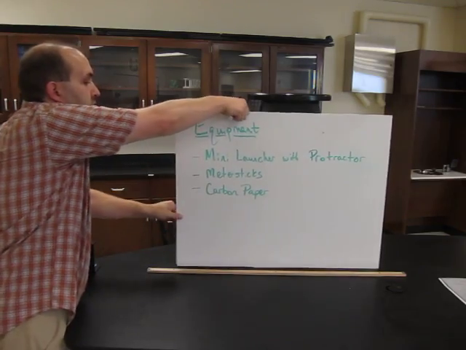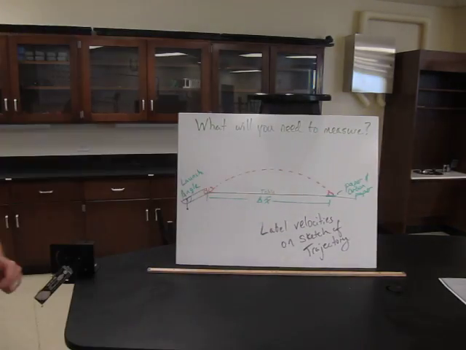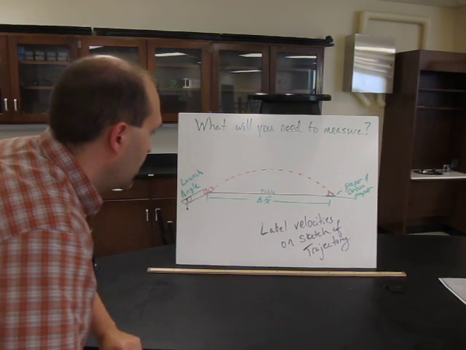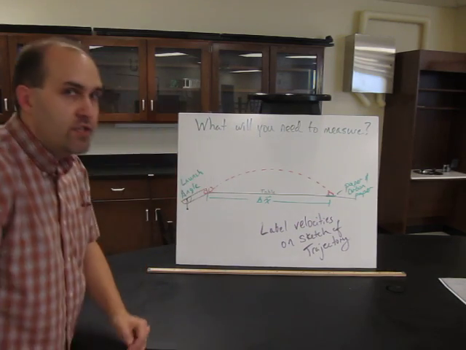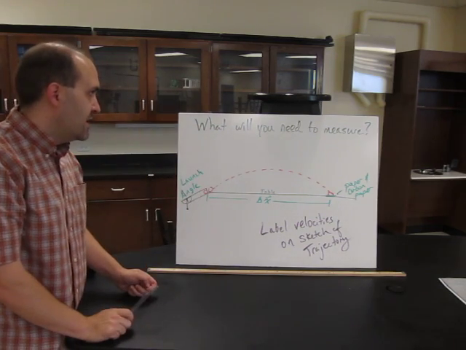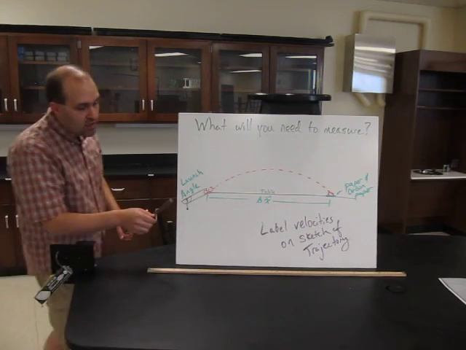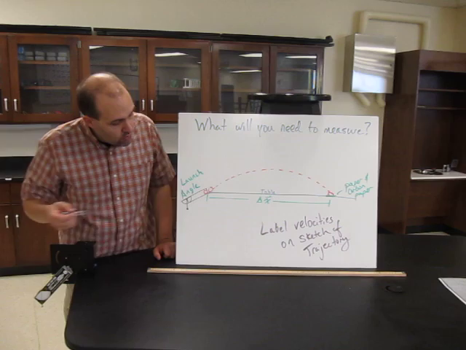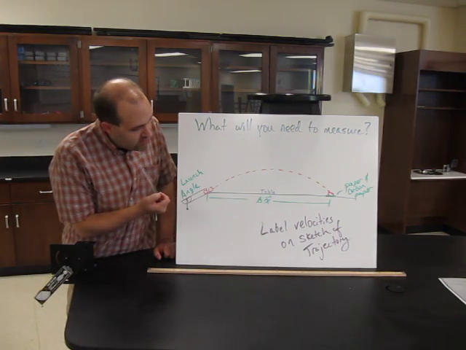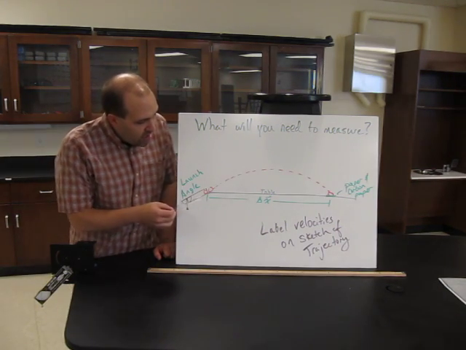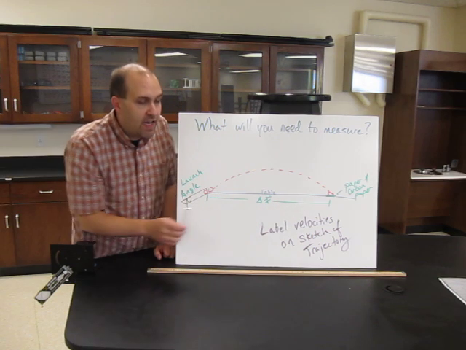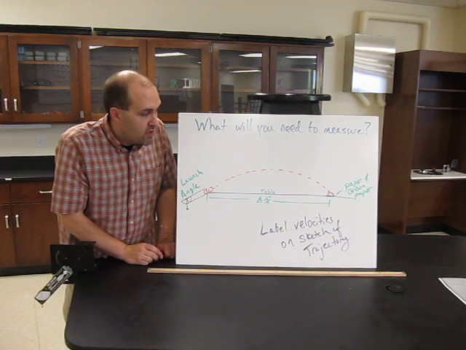So, in order to calculate the launch speed, you're going to have to ask yourself, what do you need to measure to get that done? One of the things that you definitely need to measure is the launch angle, and you can do that with the little attached protractor on the side of the mini launcher. The other thing you're going to measure is the distance, that is how far the projectile goes.